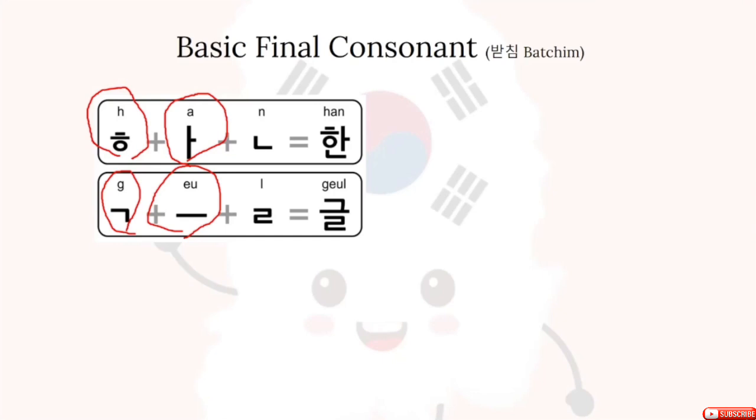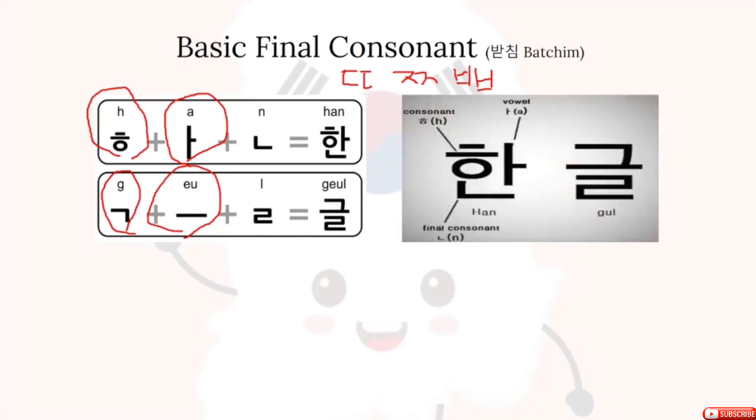Just for reference, all consonants can become 받침, final consonants, except just three, which are 뜨, 쯔, the double consonant, and 뿌. So you will not see them as the final consonant. So every consonant, just remember, every consonant can become 받침. Okay? And next diagram, check this out.